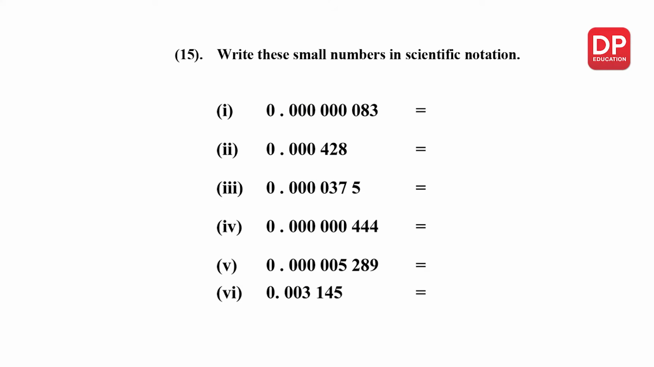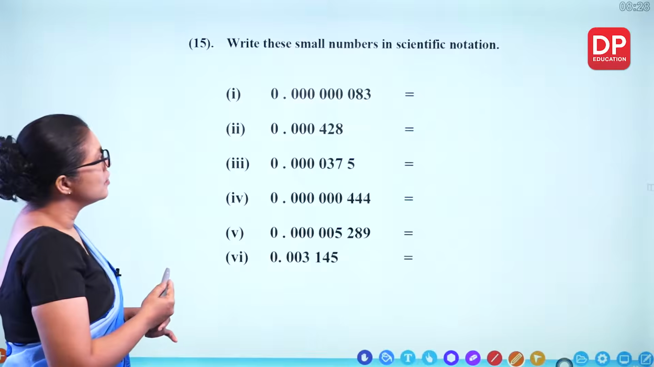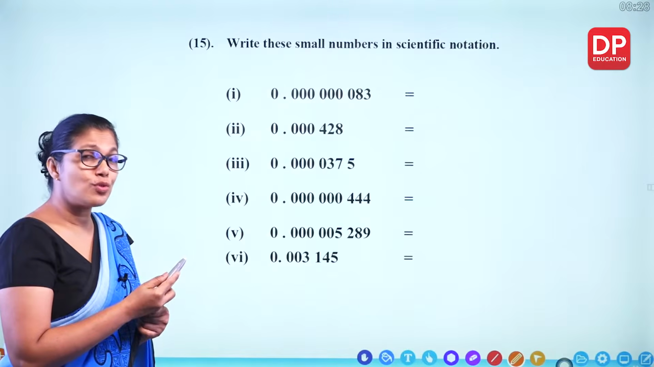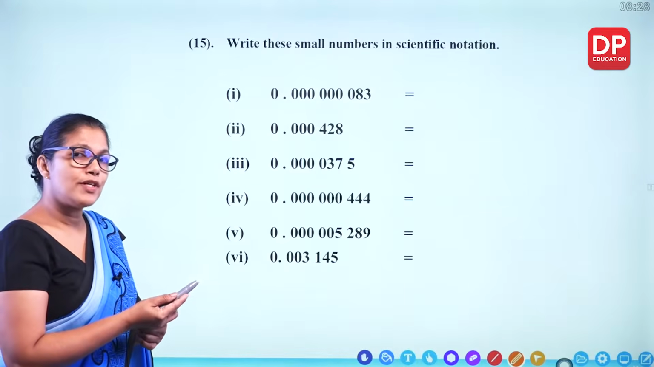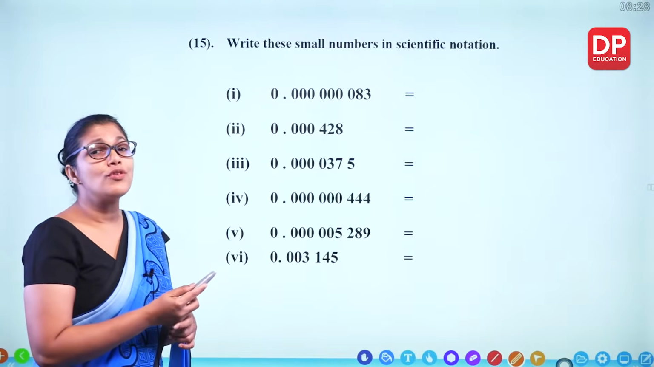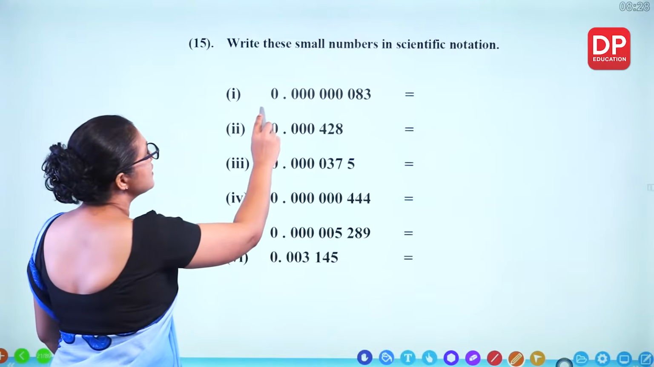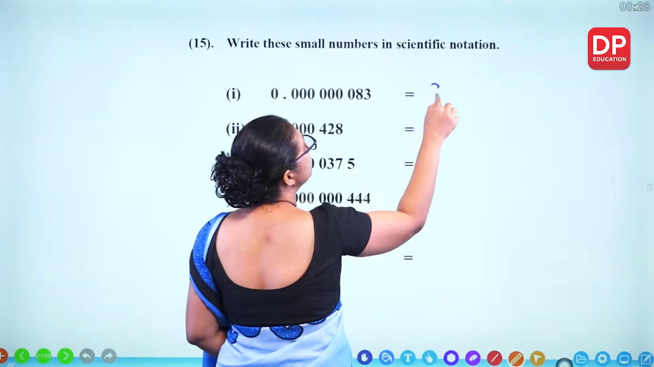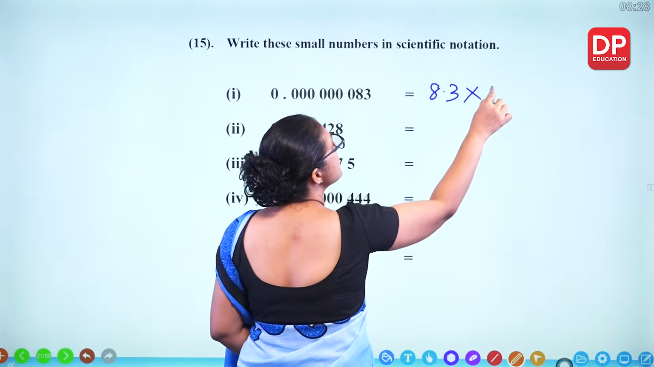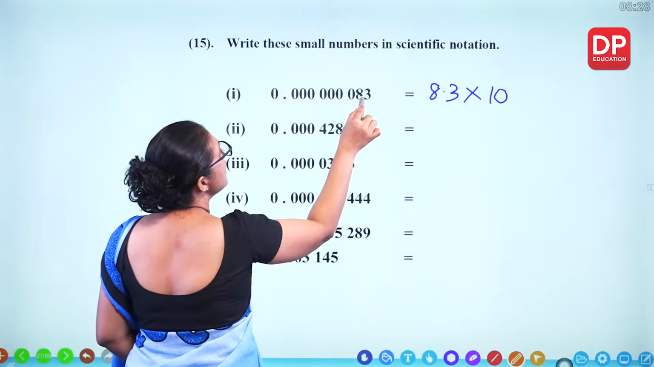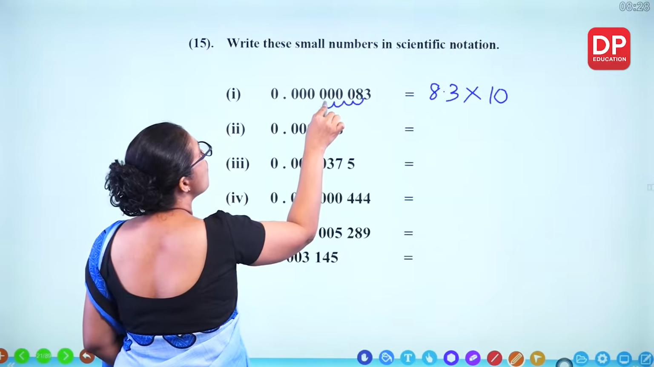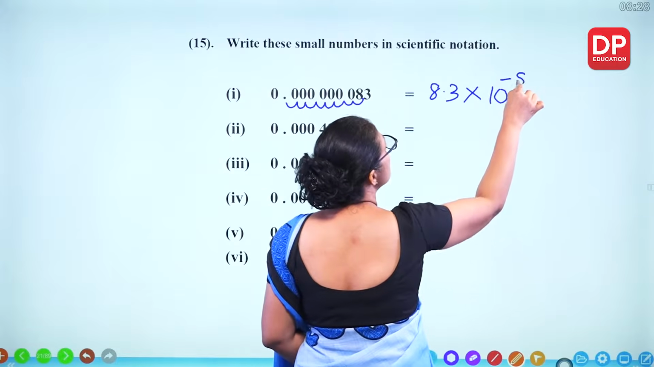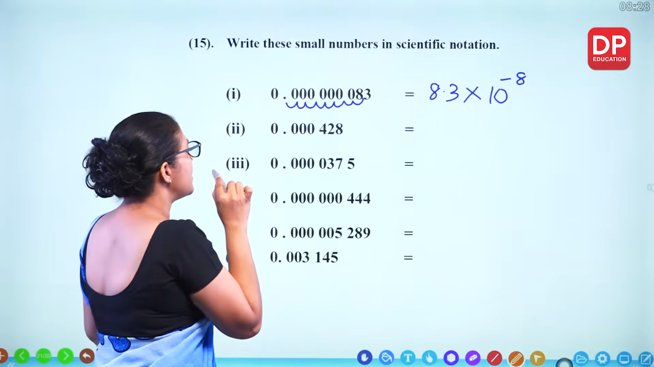Now, these all are small numbers. So, when you get small numbers, you are moving the decimal place to the left. Large numbers, you are moving the decimal place to the right. So, now what's the number less than 9? 8.3. How many places? From here, 1, 2, 3, 4, 5, 6, 7, 8. 8 places to the left, that's minus 8.